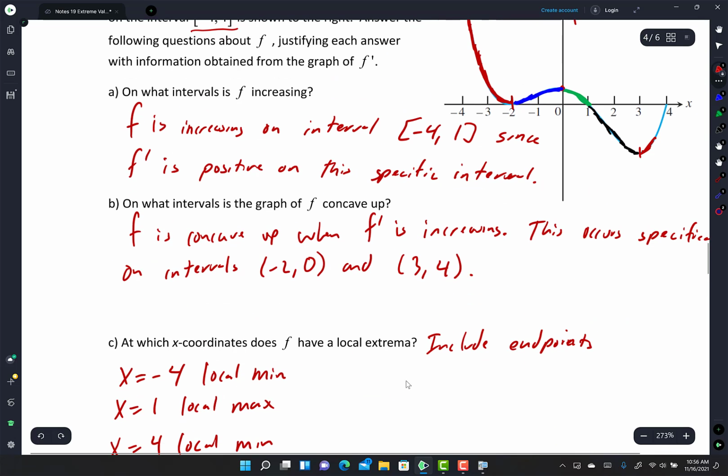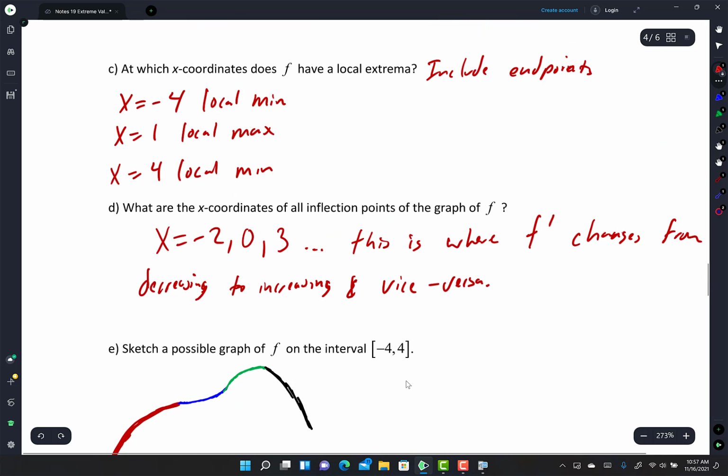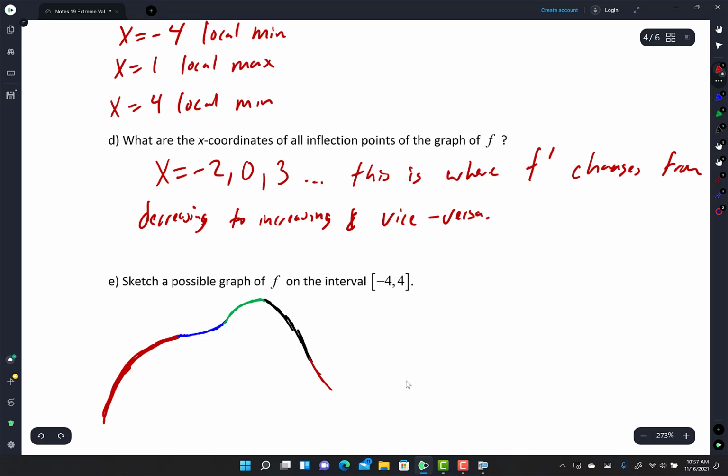And now look, F is still decreasing, but it's concave up. So decreasing, concave up. So it looks something like that.